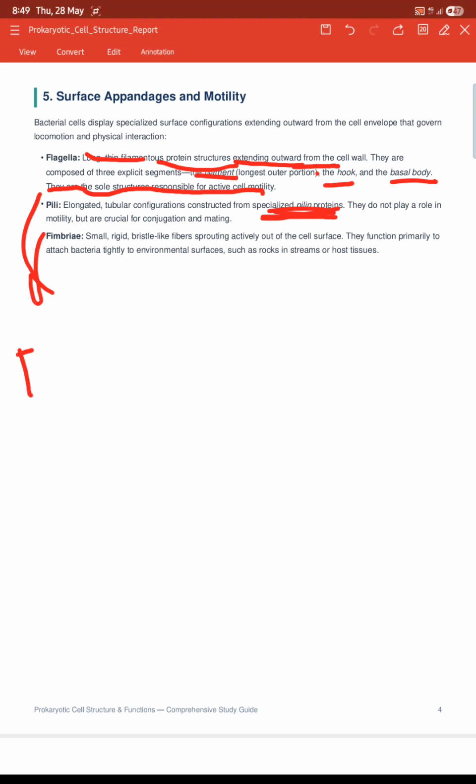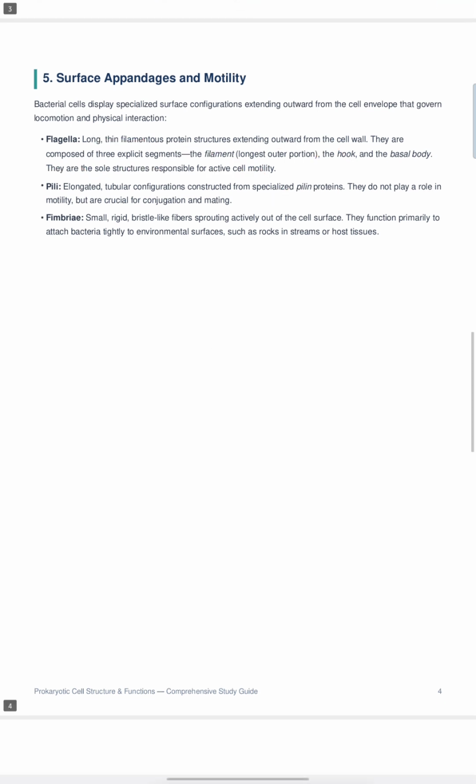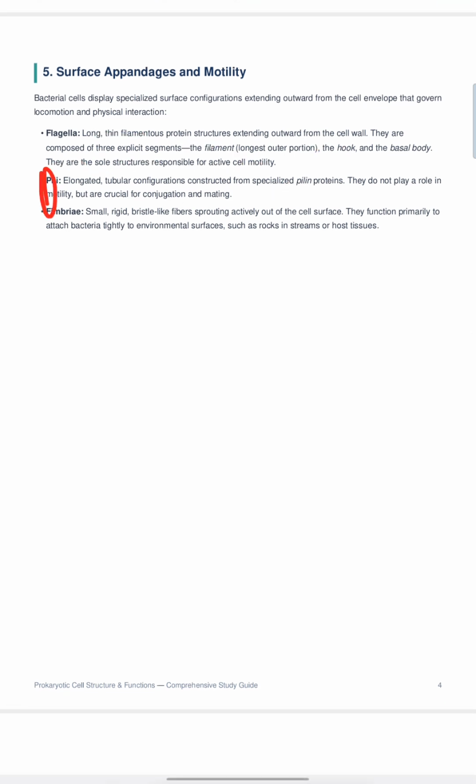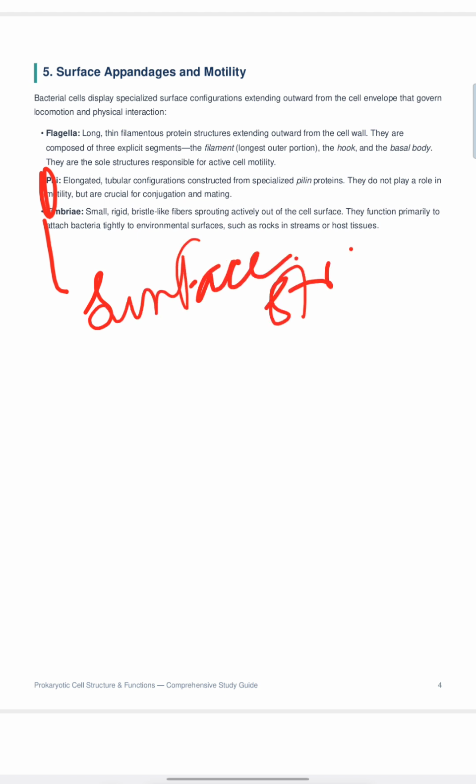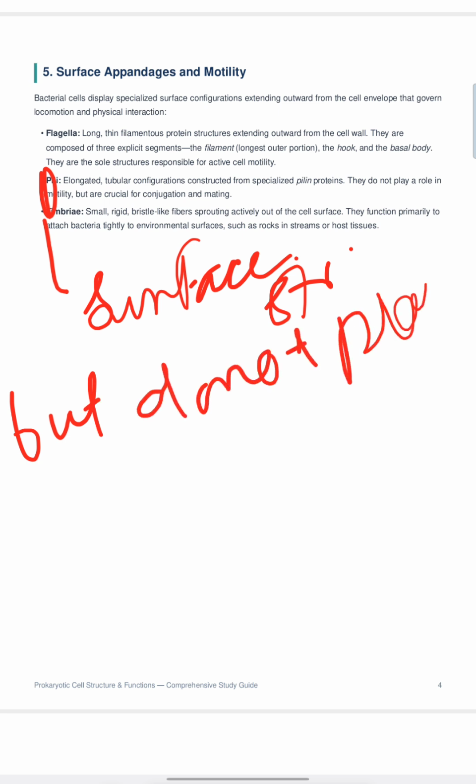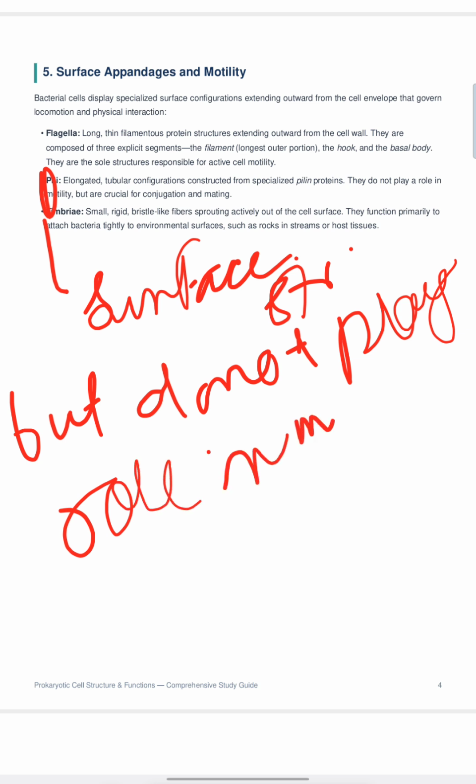These pili and fimbriae are surface structures but do not play a role in motility.